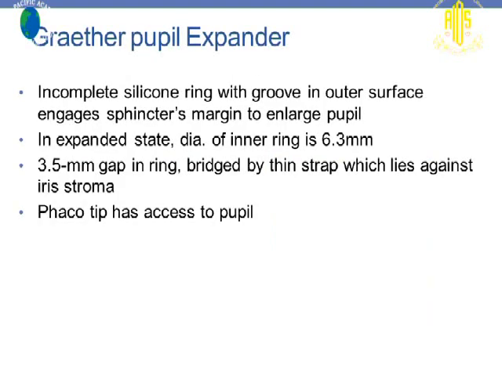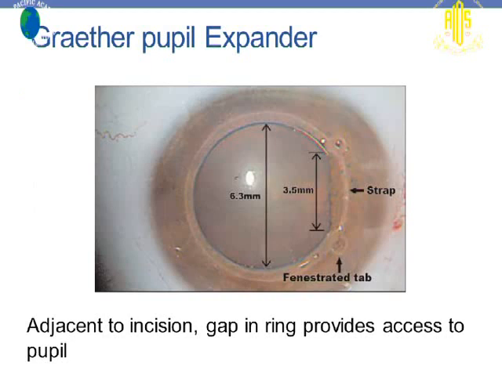The second device, which has been described as the Grieshaber pupil expander, is an incomplete silicone ring with a groove in the outer surface, which engages the sphincter's margin to enlarge the pupil. In the expanded state, its diameter is 6.3 millimeter. There's a small strap of 3.5 millimeter, which is placed near the incision so that you can manipulate with the help of the instruments near the incision, and there is no obstacle to that.